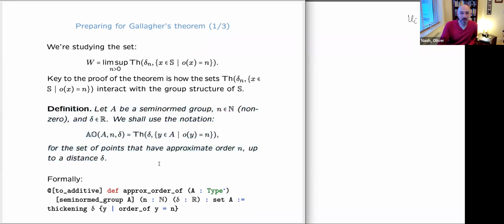I wondered if maybe geometric group theorists or people like that ever care about this, but I couldn't see that they do, to be honest. But anyway, here's the definition. So we have a semi-normed group. We take the torsion of it. We have n, this is going to be the order. This is the radius, and we take the points of order n and we thicken them up. So this is all points that are within a distance delta of a point of order n.